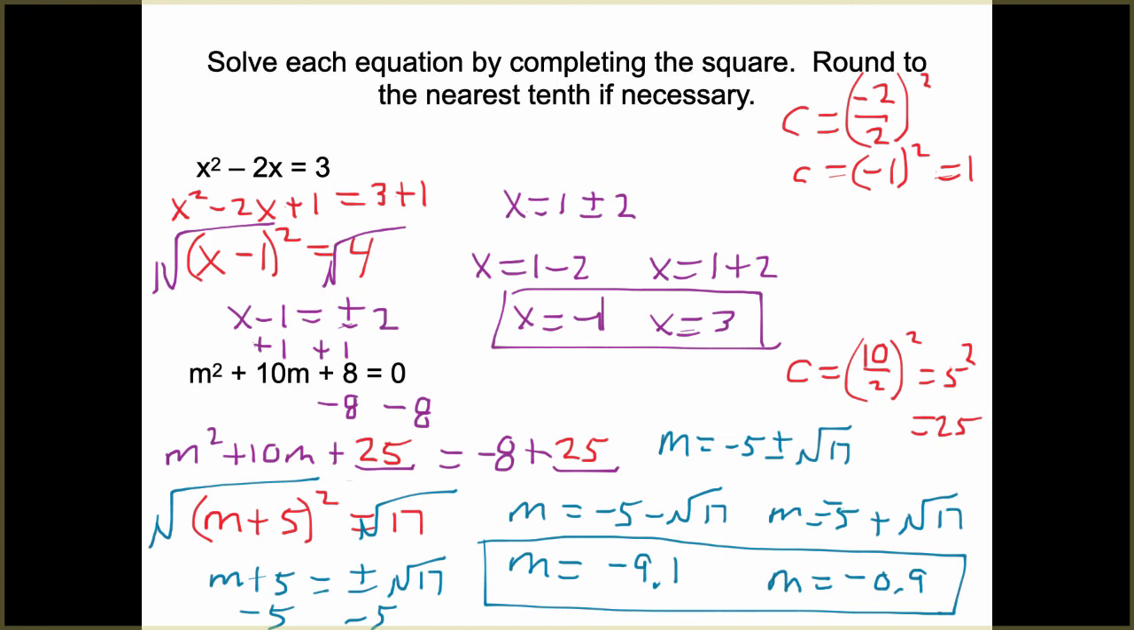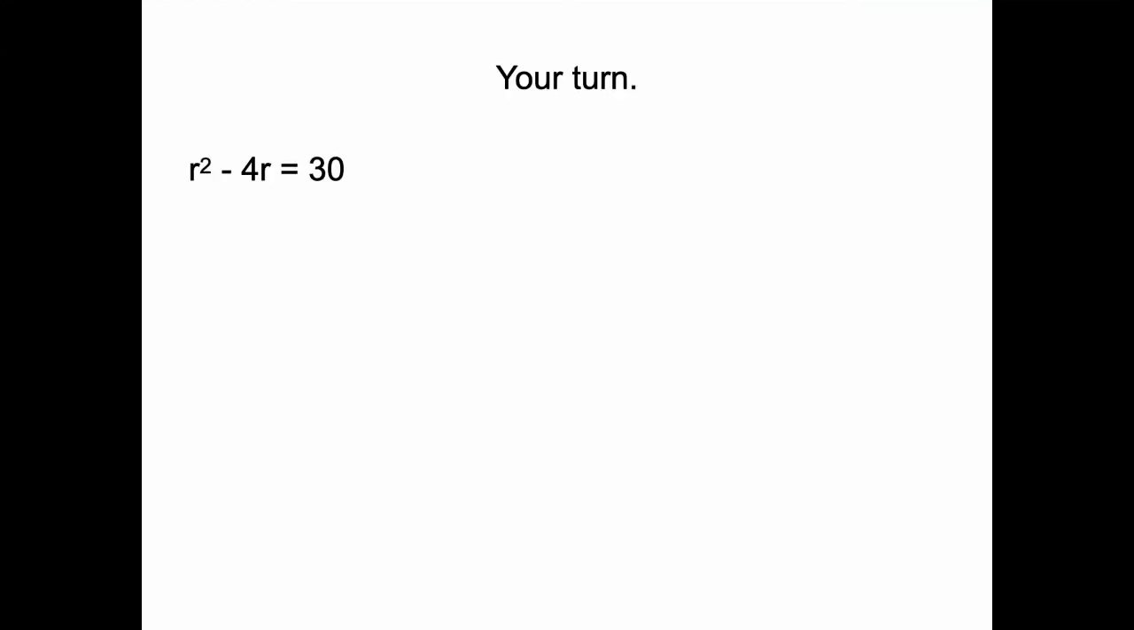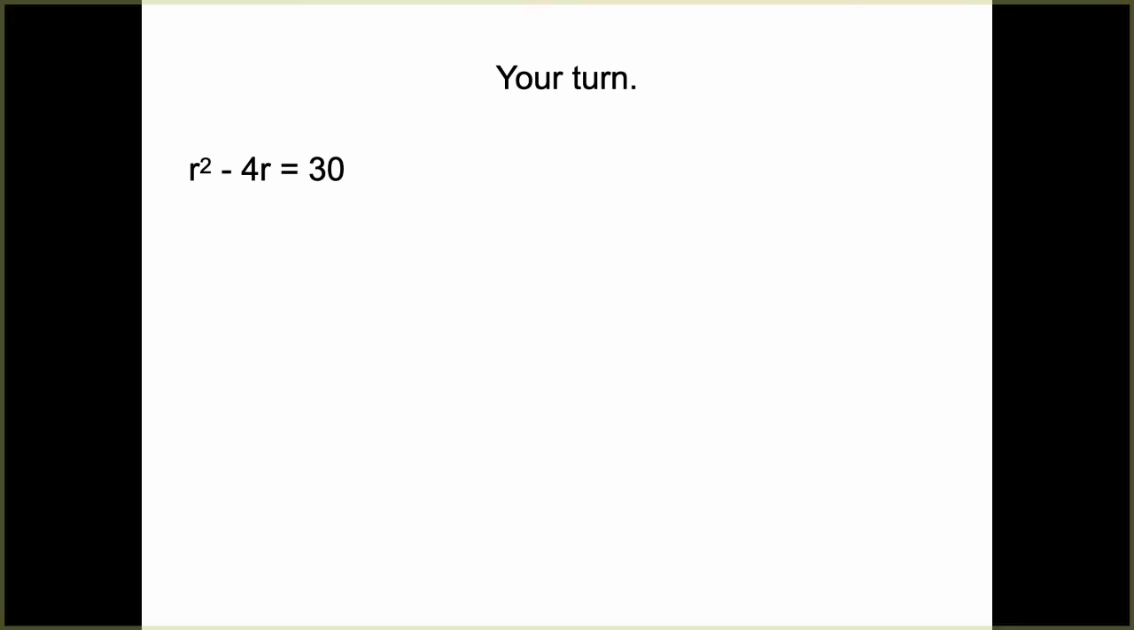All right, so here's some examples of completing the square. Always make sure you have the x squared and the x term by themselves on the left before you do anything else. So here you have r squared minus 4r equals 30. I want you to try this, complete the square. So first, find your c term by taking half of b and squaring it. Add that number to both sides. Factor your perfect square trinomial. Then use your square root property, and you will get two solutions. Please pause your video and see if you get the same thing I do.